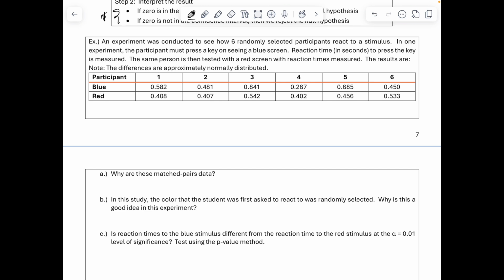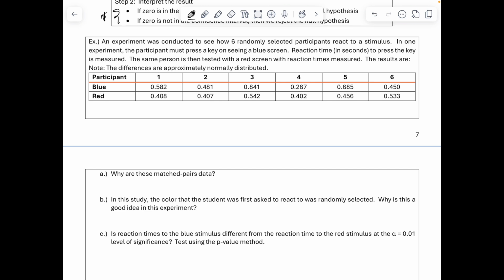So we have some examples right below this. The first example starts at the bottom of page 7 but continues on to page 8. It says an experiment was conducted to see how 6 randomly selected participants react to a stimulus. In one experiment, the participants must press a key on seeing a blue screen. Reaction times in seconds to press the key are measured. The same person is then tested with a red screen and reaction times are measured. The results are given, and it says the differences are approximately normally distributed.